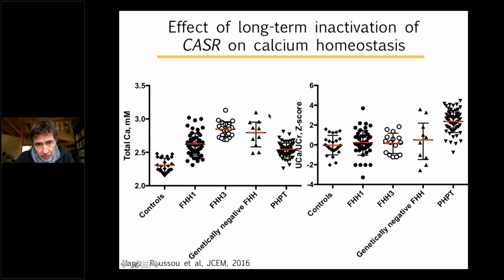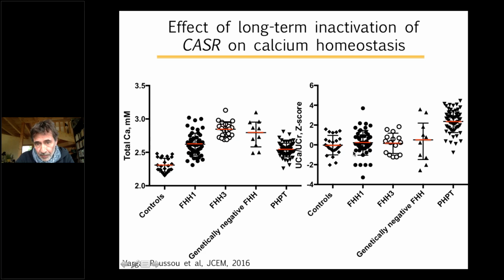The translation of this fact in human medicine can be seen when you consider patients with inactivating mutation of the calcium sensing receptor that cause a disease called familial hypocalciuric hypercalcemia. If you compare with controls, patients with this disease have hypercalcemia, but they have a very similar urinary calcium excretion despite having hypercalcemia.